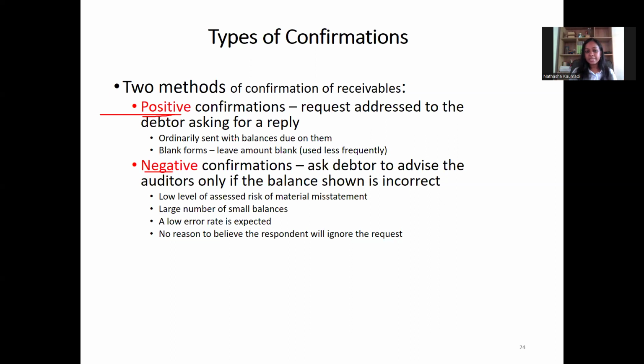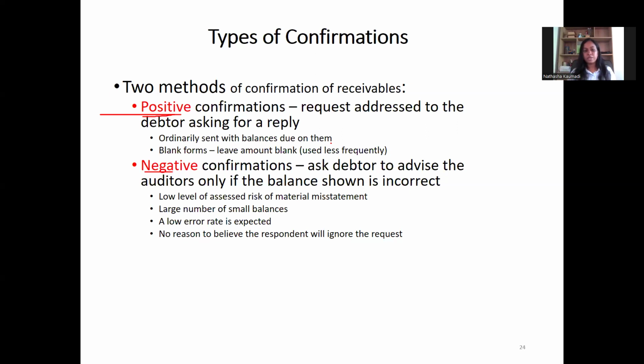Maybe ordinarily sent with the balances due on them. Let's say, as per our records, as at this date, your debtor balance is 100,000. Please confirm by replying us. That is the normal way. So you are mentioning the debtor balance. So the debtor can check with their records whether it is 100,000. Now they can confirm, yes, it is correct, or I agree, or I disagree. If disagree, what is the amount as per my records? There can be differences as well. So that's how it goes.